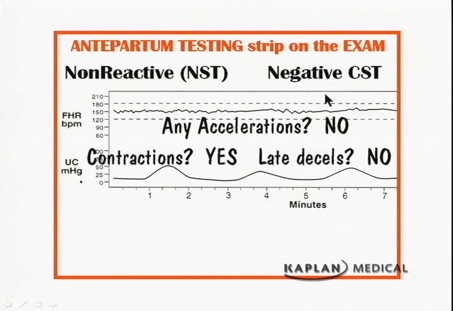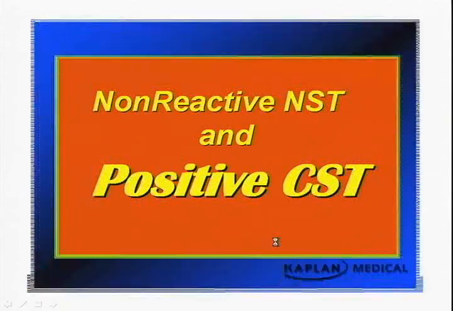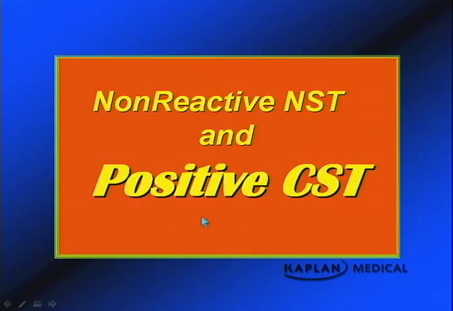How do you evaluate this baby? Intravillous blood flow is okay, but the baby's not moving. It is probably sleeping or it is medicated. This is the worst strip you could possibly have. A non-reactive NST, positive CST.